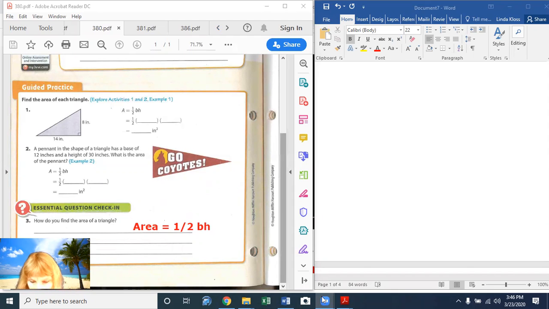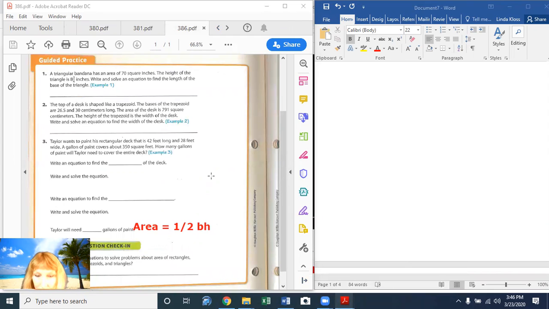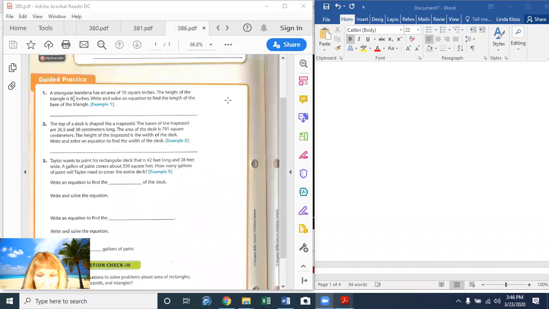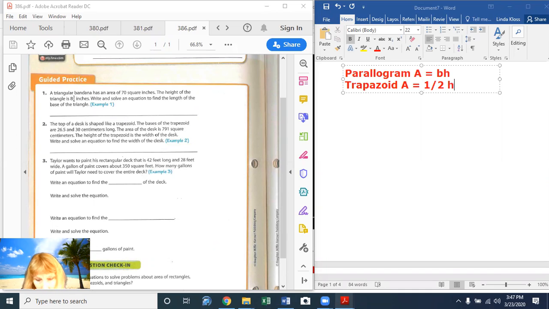Yes, 386. I'm going to bring that up. And we're going to look at 386. Now is where I want to put back those formulas because they're going to come in handy. Hopefully, they won't disappear on us again. So a parallelogram is equal to area equals base times height. The trapezoid area equals 1/2 height times base 1 plus base 2. Make that a little bigger again.